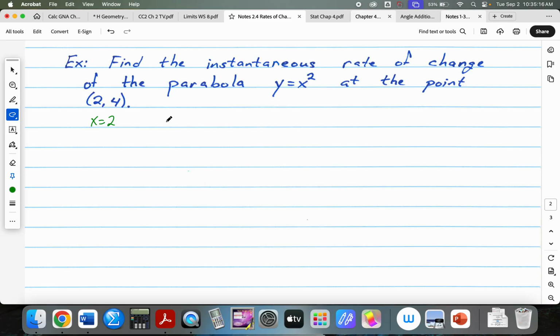But what I'm going to say is, let's let x be equal to 2 plus h. And you may be going, why did you use h for that? Because I'm moving horizontally, right? If I'm moving in the x direction, I'm moving horizontally. That's where the h comes from. So if x was equal to 2 plus h, then y would be equal to (2 plus h) squared, which would be 4 plus 4h plus h squared.